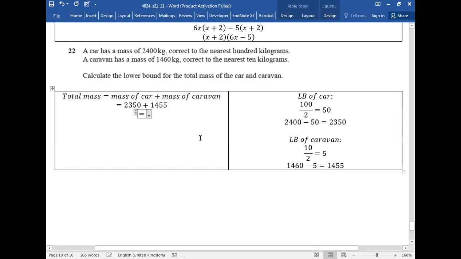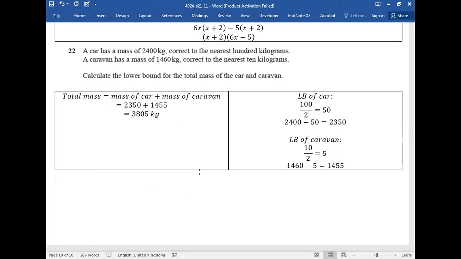Yes, class. 38. Do not round off in lower and upper bound questions. Whatever it asks, work it out accordingly and just write down the answers.